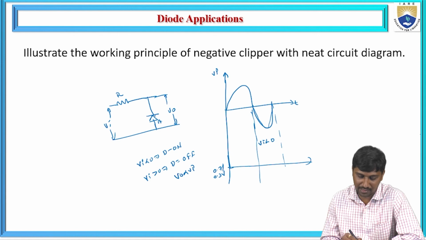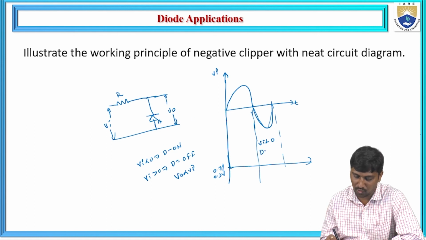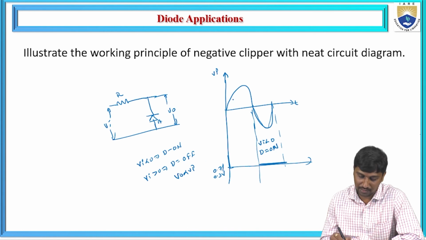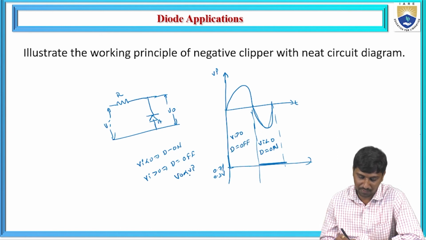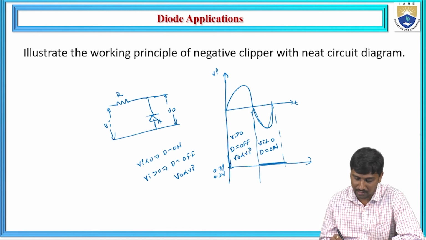So if Vi is less than 0, the diode is on. At this point, during the negative half cycle, the diode acts as the on state. If it is on state, we know that the voltage across the short circuit path is 0. Hence, the output voltage for this one is 0. And this one is Vi greater than 0. At this point, Vi is greater than 0 and the diode state is represented as off. Hence, V0 is proportional to Vi. So that is the reason.